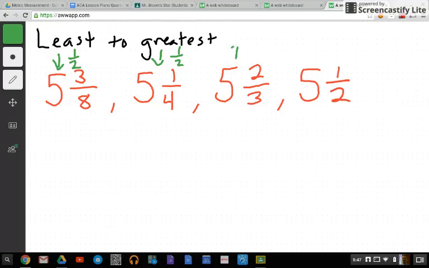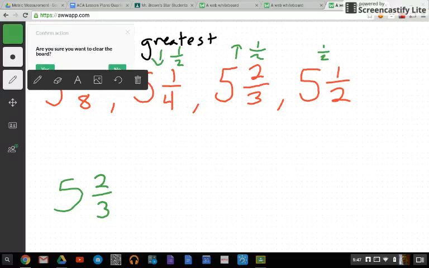2/3, that's going to be larger than 1/2 because half of 3 is 1 1/2. And this one is 1/2. So this one already is 1/2. Well, I've got a little bit of information here that's going to help me. So the only one that's larger than 1/2 is 5 2/3. It's got to be the largest one, and I just put it in the wrong place there.